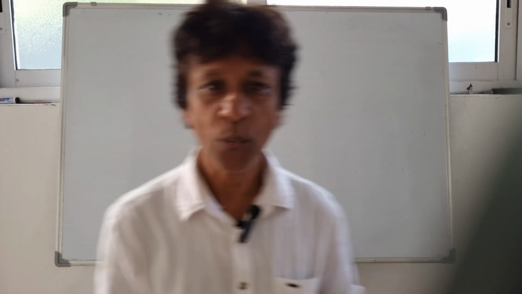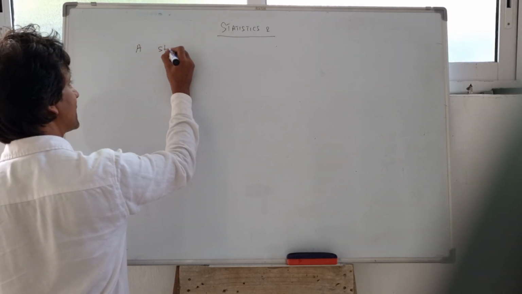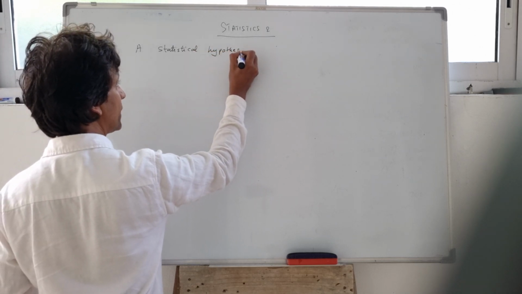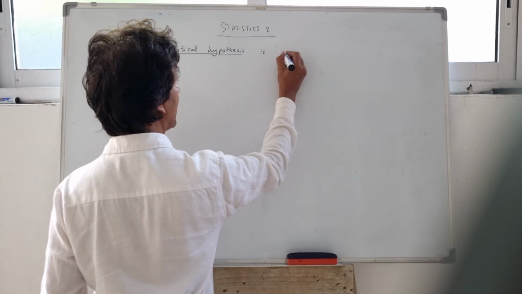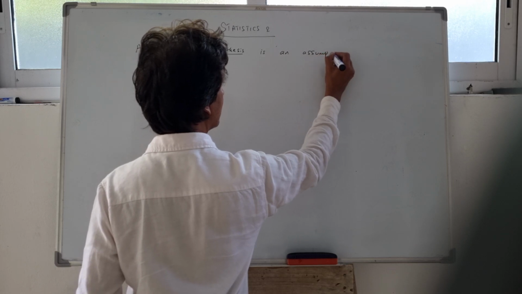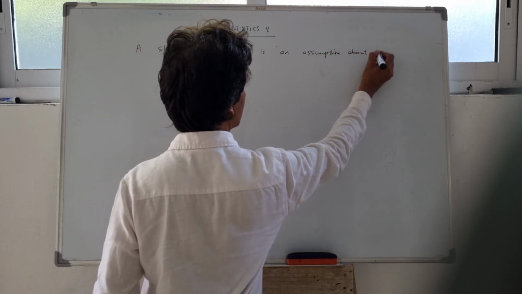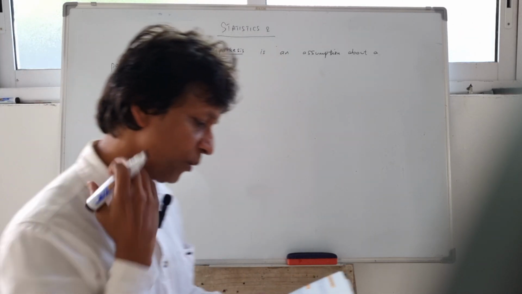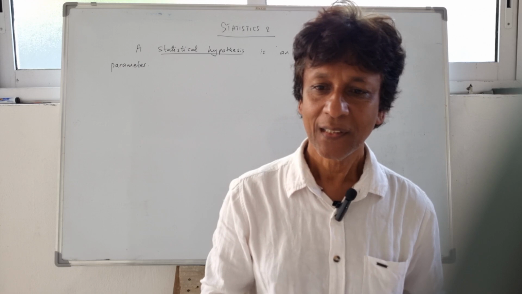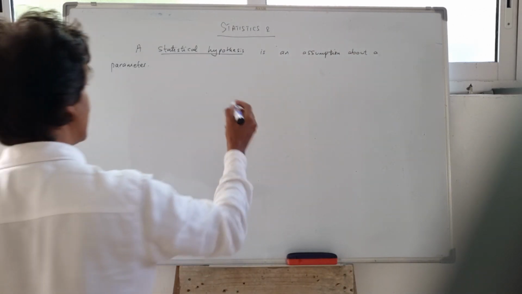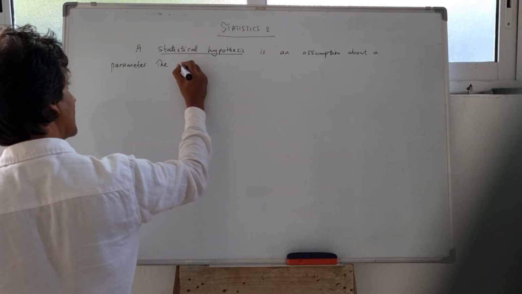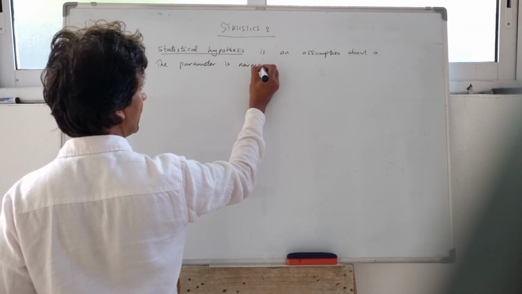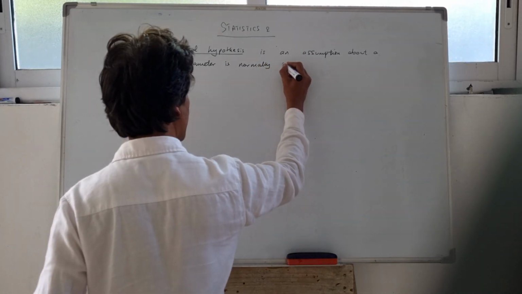And so we refer to what we call a statistical hypothesis. And basically what is that? A statistical hypothesis is an assumption about a parameter. Interestingly speaking, we talk about the parameter, which is basically a mean. All right, so a statistical parameter is normally the mean of the population.